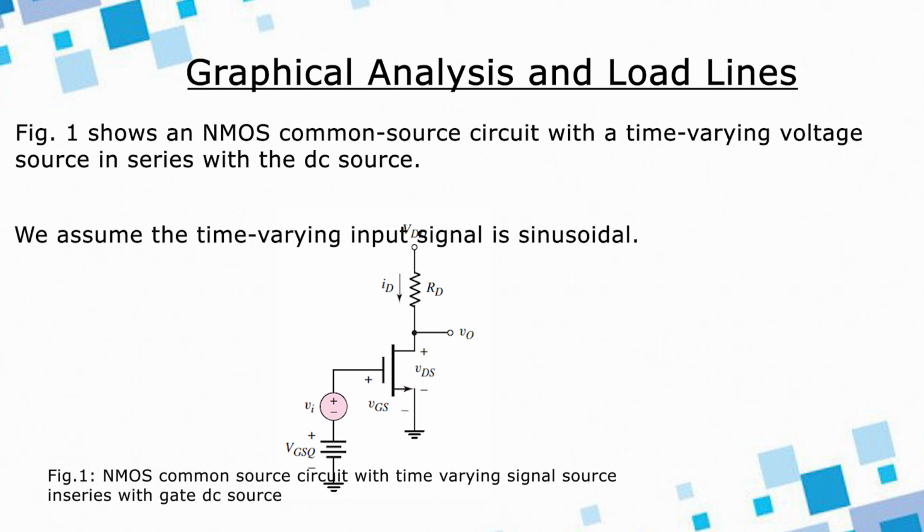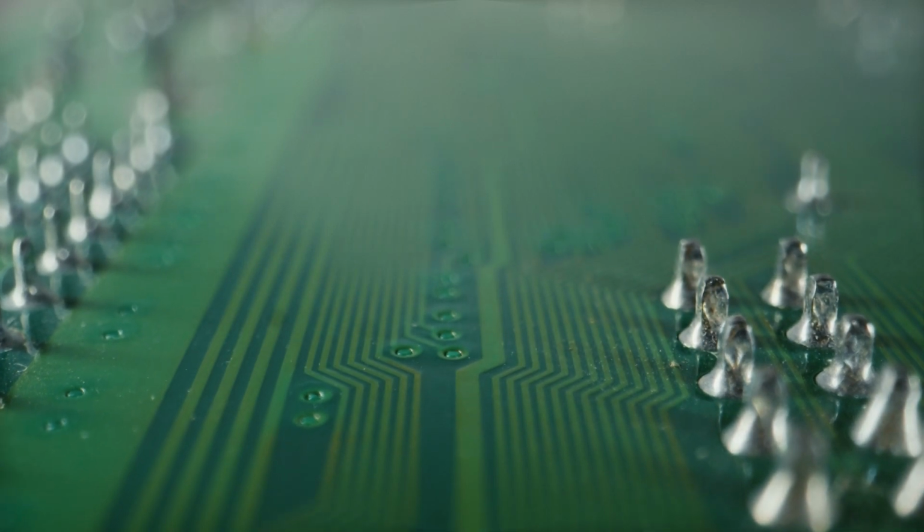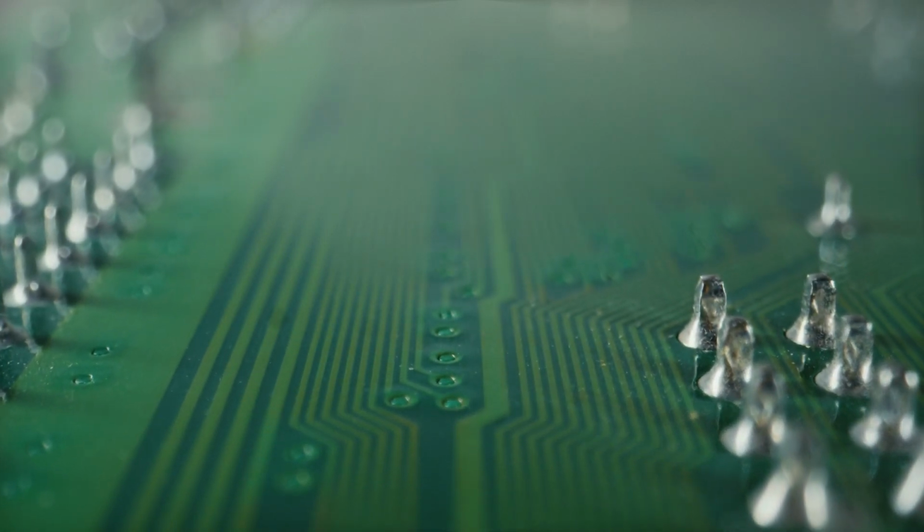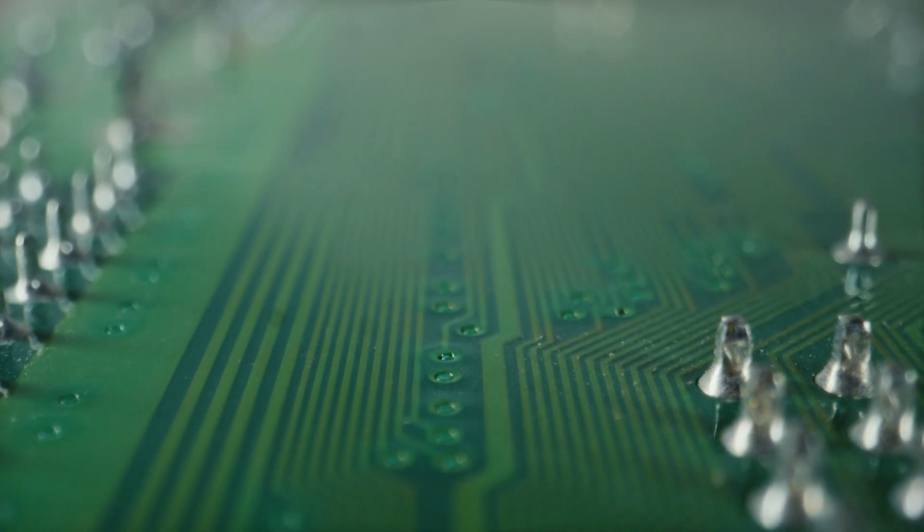Here it is in common source configuration, that is, the source terminal is common for the input and for the output. There is a gate terminal that is connected with a DC input, and a time varying signal is superimposed on it at the input of the gate terminal. Now, as always, the drain current is calculated from the drain terminal, that is ID.